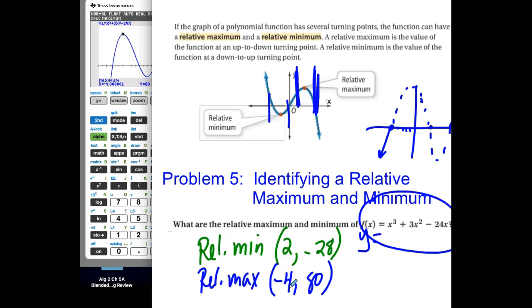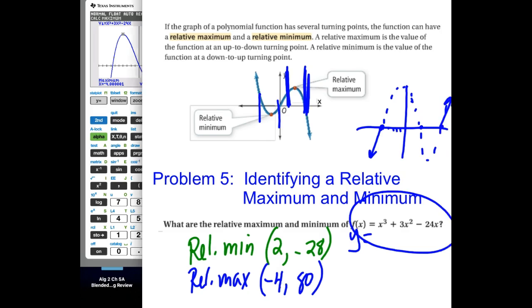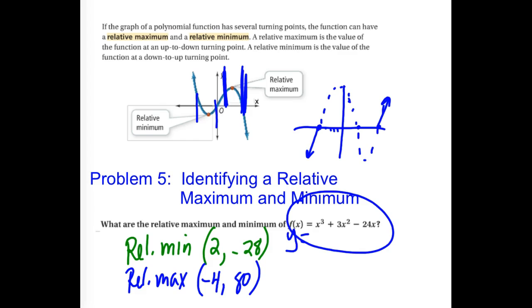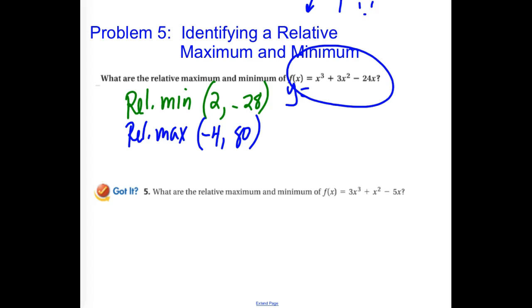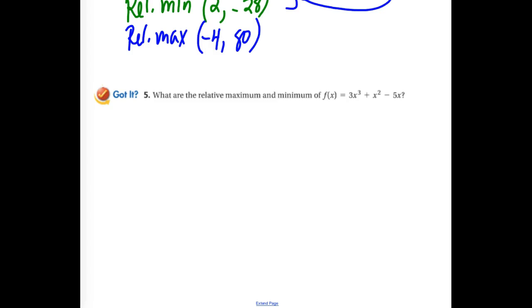Okay. For our next one here, I'm going to have you enter this in your calculator, this new equation. And if you are on the left side of the room, I'm going to have you guys find the minimum, the relative minimum. And if you're over here, I'm going to have you find the relative maximum. Okay? I'm going to pause the recording and give you time to do that.